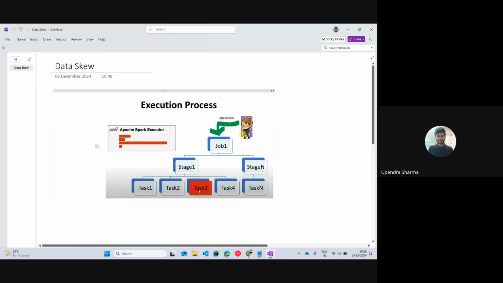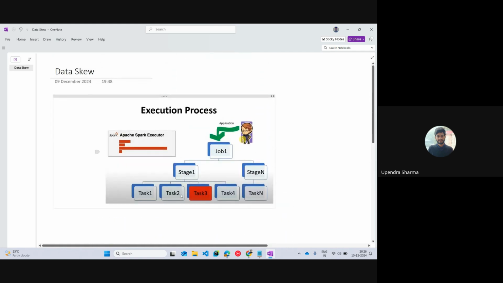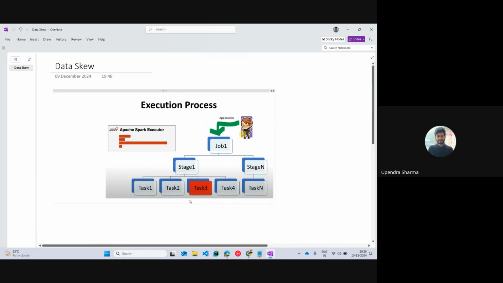Now, to get the resultant output, all these tasks need to finish. Then only this stage will be finished, and then only the second stage will start, right? So let's say we have these 4 tasks, and out of these 4 tasks, this third task is taking more time to complete. Because of which, task 1, task 2, and task 4 will have to wait for task 3 to finish. Then only they can provide us with a resultant output. So this is what data skewness looks like.